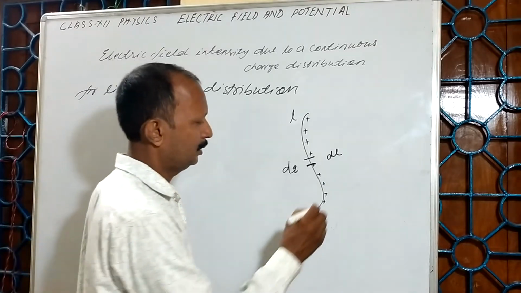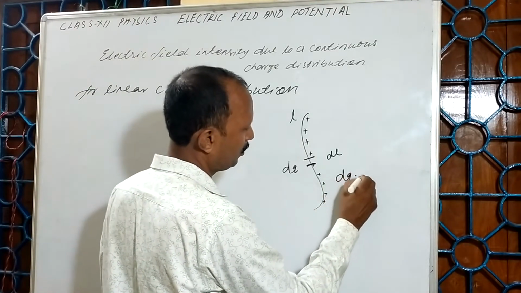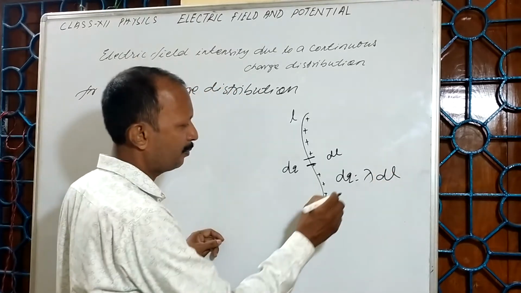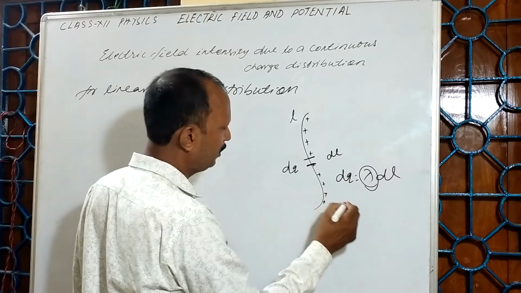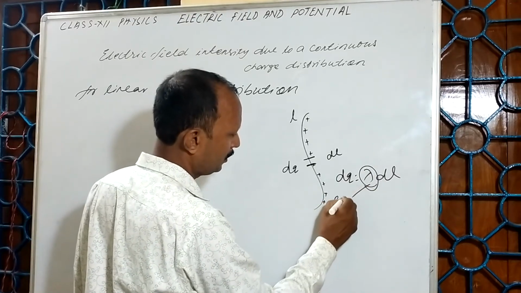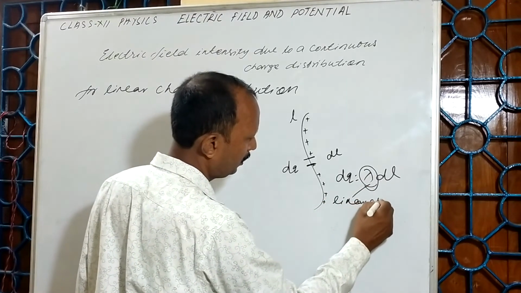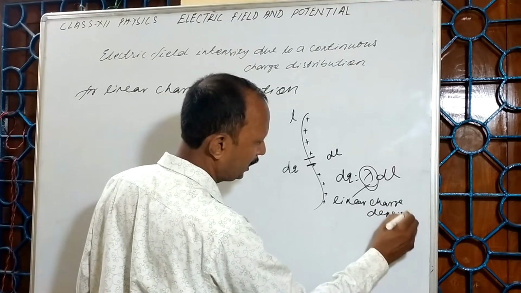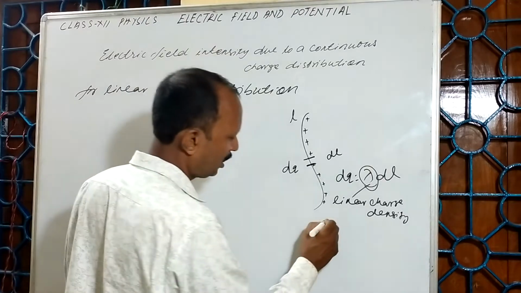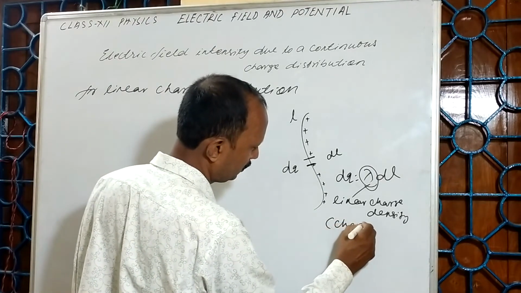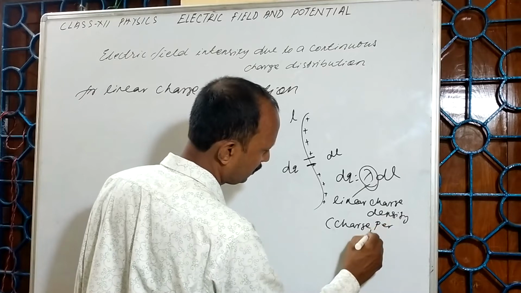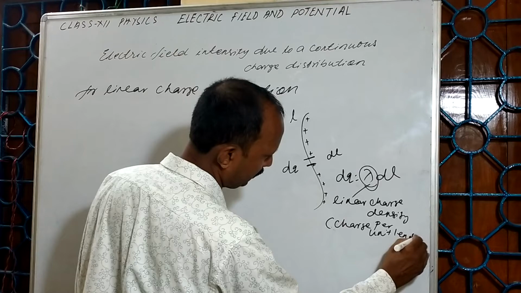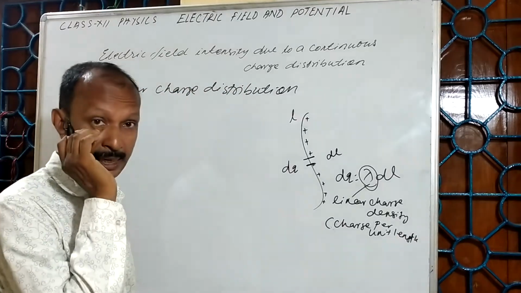Then we know that dq is equal to lambda into dl. What is this lambda? This is the linear charge density. Linear charge density means charge per unit length.